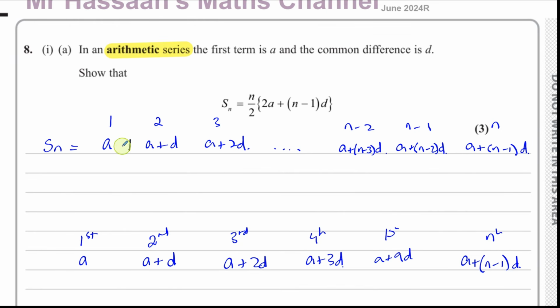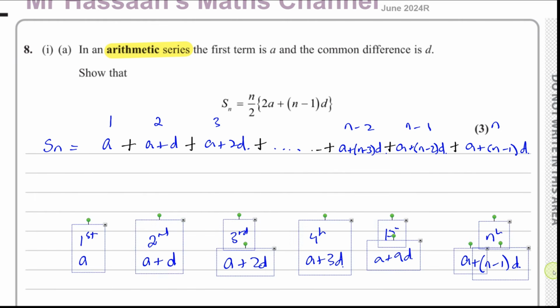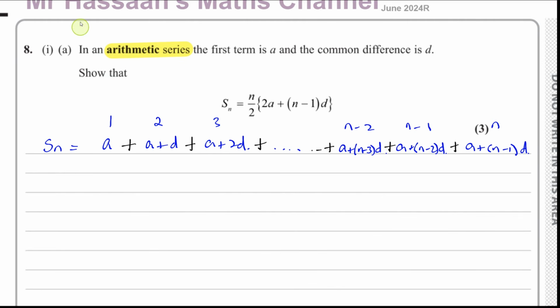So here we have a plus a plus d plus a plus 2d plus, and then we're going to have plus a plus n minus 3 times d plus a plus n minus 2 times d plus a plus n minus 1 times d. Okay, so now I'm going to write down the same sum, but I'm going to write it back to front. So I'm going to put the sum of the first n terms is a plus n minus 1 times d.